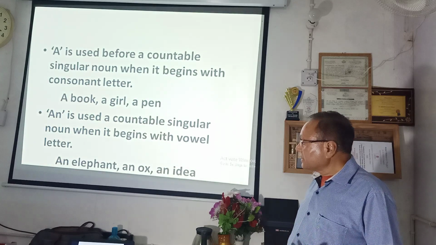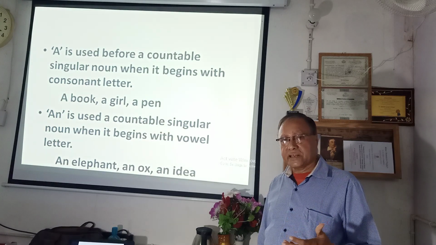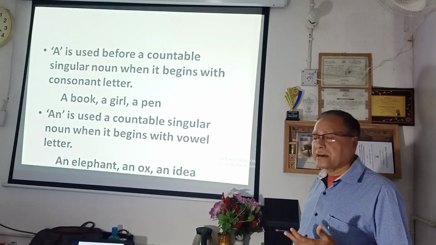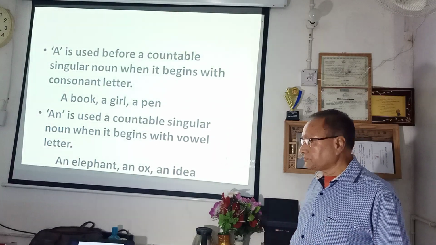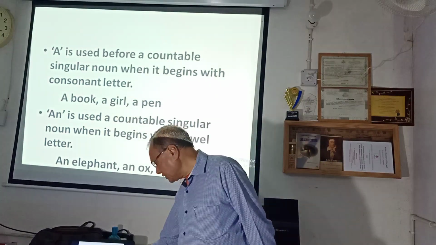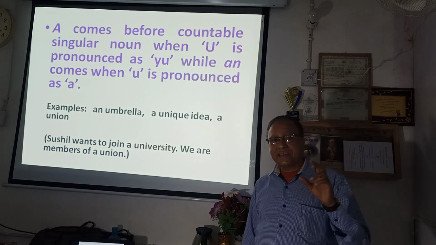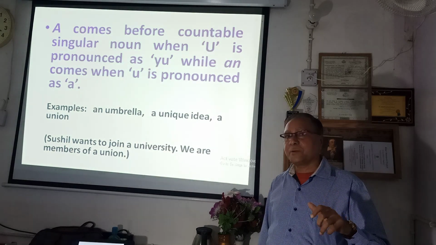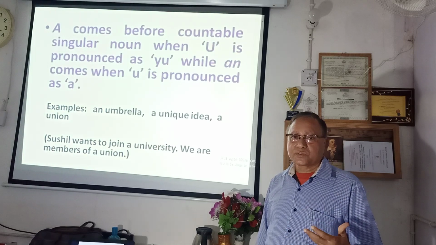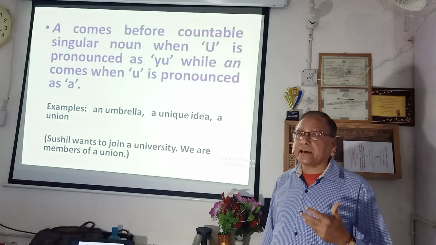And in the next examples, elephant begins with E, that is a vowel, ox, O is a vowel, and idea, I is a vowel, and so an is used. This is a very common rule and we have known it from the very beginning. But our destination is not here. We have to go ahead in order to learn many aspects pertaining to the correct usage of a or an.